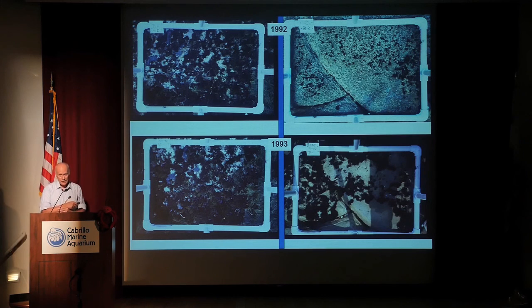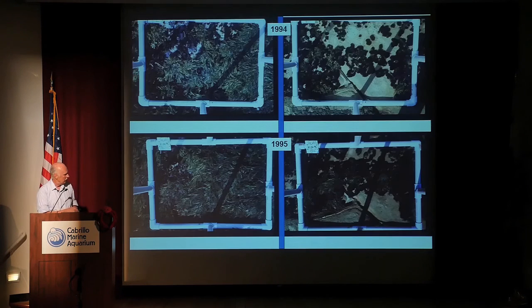So when we started in 1992, this was mostly Endocladia, and this was mostly barnacles. There's a little bit of Endocladia in here. There's a little bit of rockweed in here. Silvetia, you'll see later. So that was in 92. In 93, we can see they mostly look the same in the Endocladia, a little bit more rockweed. Barnacles are kind of disappearing here, and the Endocladia is coming in.